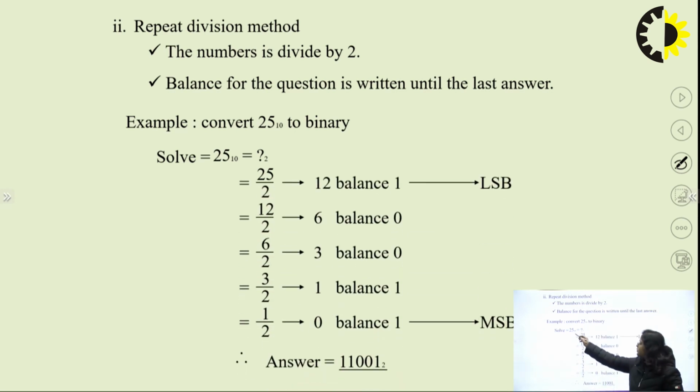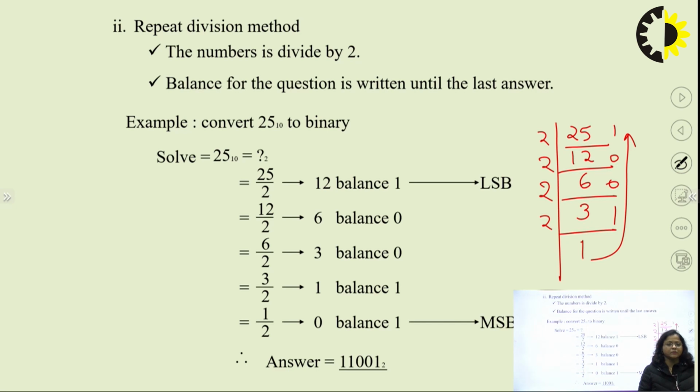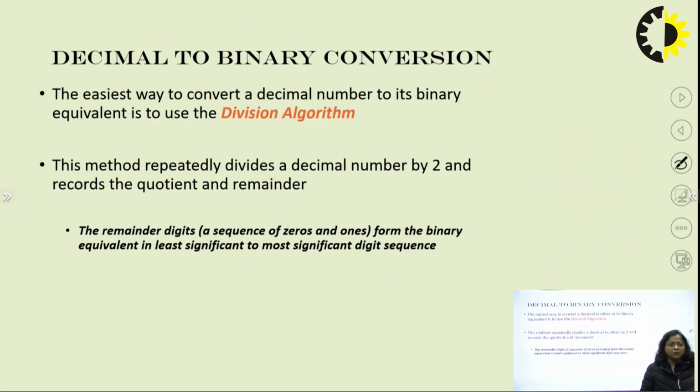Similarly, we can also convert 25 using successive division by 2. 25 divided by 2, that is 12, remainder is 1. 12 divided by 2, that is 6, remainder is 0. 6 divided by 2, that is 3, remainder 0. 3 divided by 2 is 1, remainder 1, and we write 1 1 0 0 1. Simple way to convert any decimal to binary number. It is the easiest way, that is successively divide by 2 and record the remainders in reverse order.